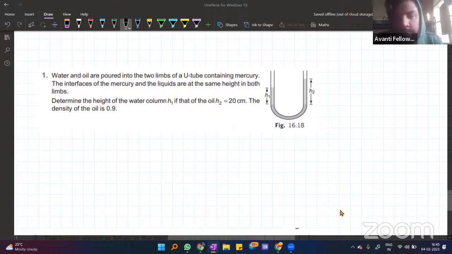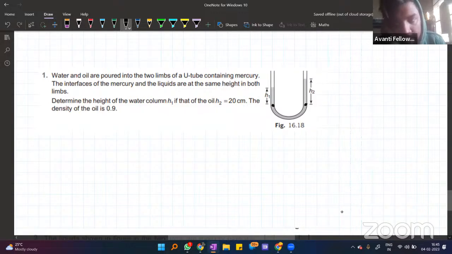Okay, guys, let me solve this question. Water and oil are poured into two limbs of a U-tube containing mercury. The interface of the mercury and the liquids are at the same height, means these 2 points are at the same height, one interface is here, one interface. What is interface? Interface just simply means where oil and water basically meet. The interface of mercury and the liquid are at the same height in both the limbs. Determine the height of the water column H1. We have to calculate H1, if the oil height H2 is 20 centimeter, and the density of the oil is this.